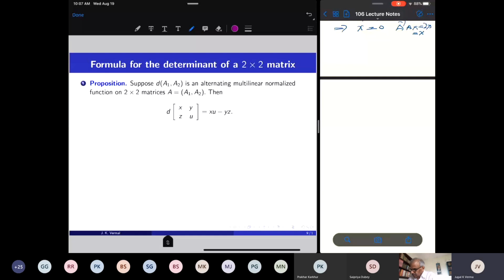Right. So let's take a 2 by 2 matrix. There are two column vectors, and we want to calculate the determinant function. This determinant function is alternating, multilinear, and normalized on 2 by 2 matrices. Then we want to show that d of x, y, z, u is xu minus yz. So you know this formula. Now let us see how it is derived using these three properties.